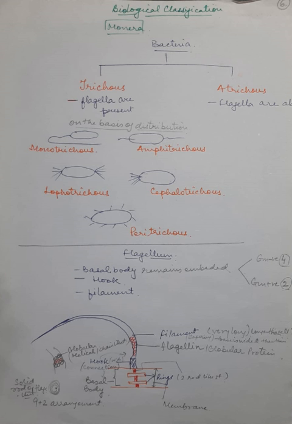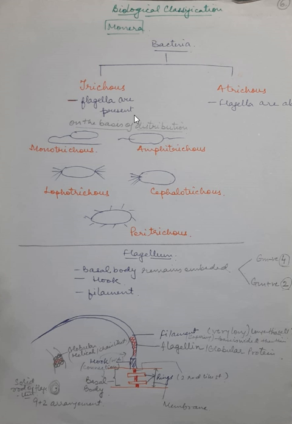On the basis of the presence or absence of flagella, bacteria can be divided into two kinds, that is trichous and atrichous. If the flagella are present, they are called trichous, and if they are not present, then it is called atrichous. Had flagella not been there, there would not have been any classification further.